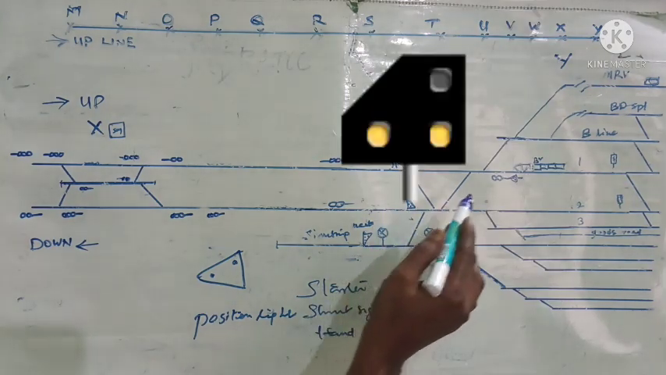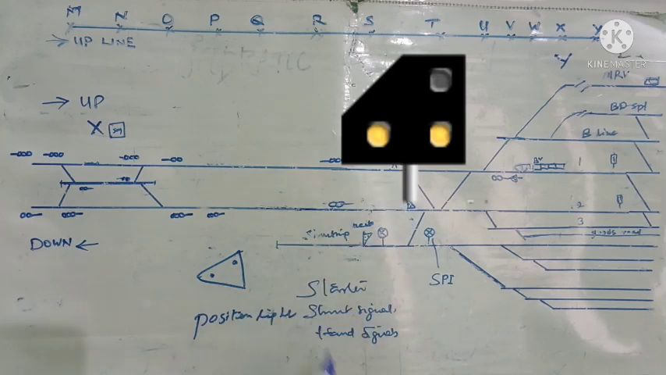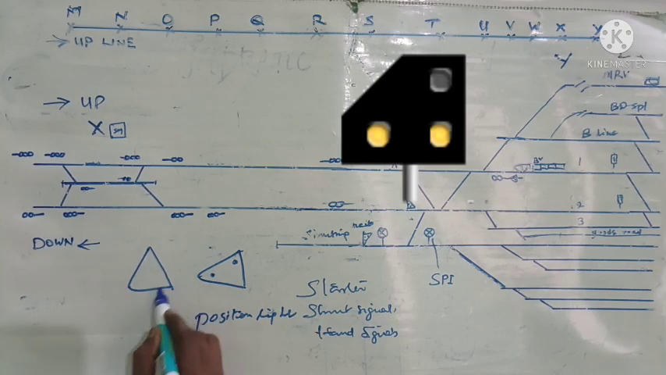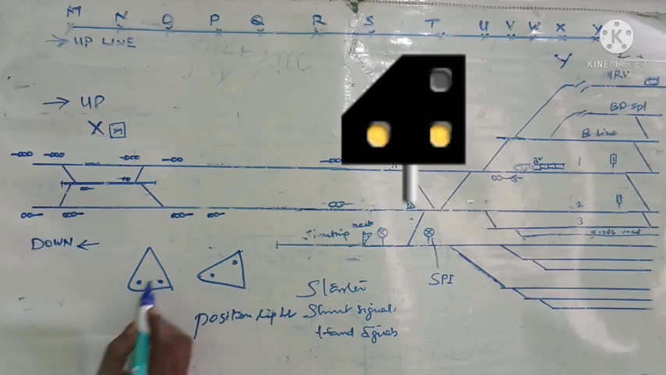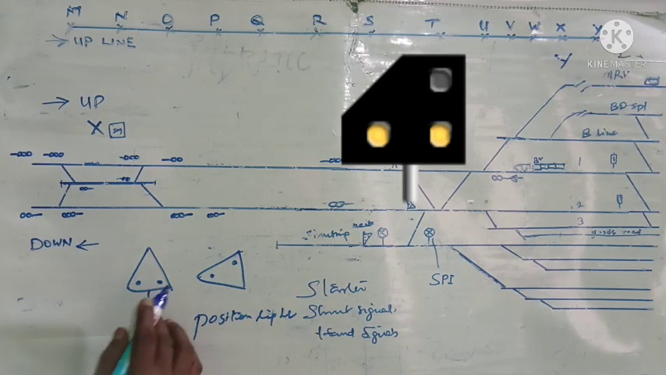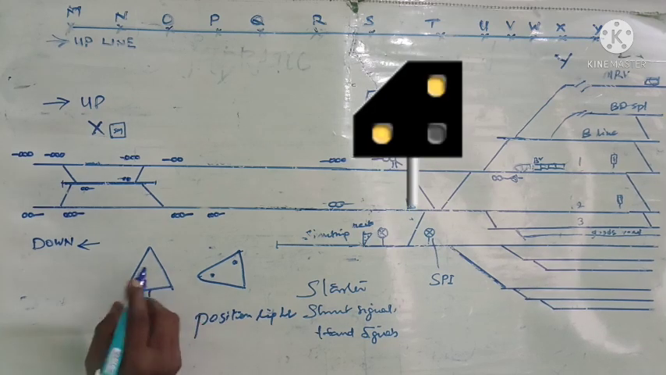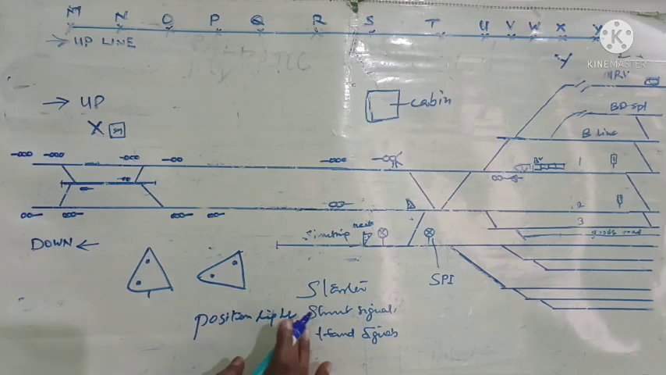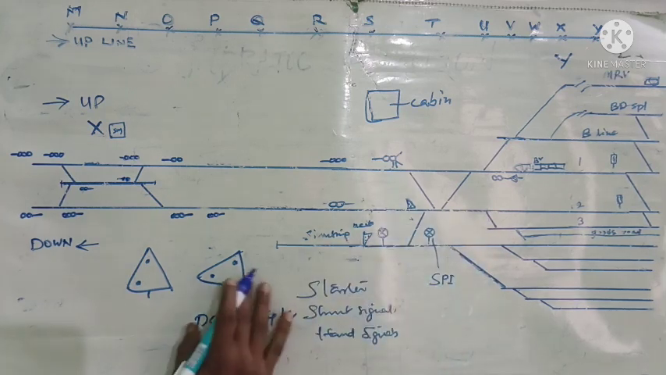Now if this position light type shunt signal is provided independently on a small post, in that case it will show two white lights in the on position. These two lights will be in horizontal position. When this signal is taken off, it will show two white lights in the oblique position, or we can say the diagonal position. This is how the position light type shunt signal is used in shunting.